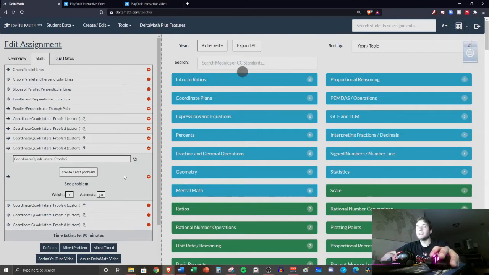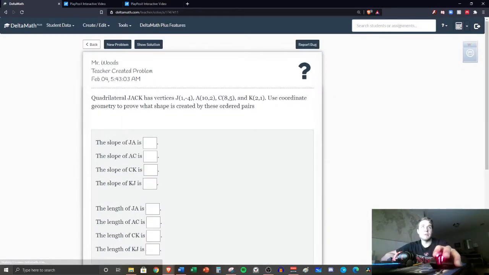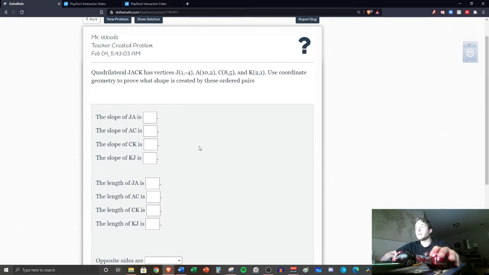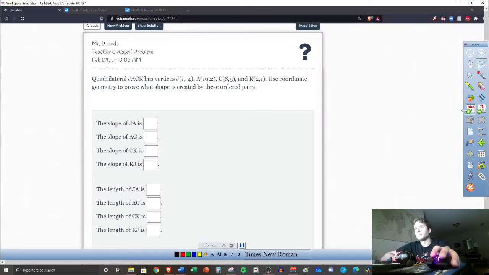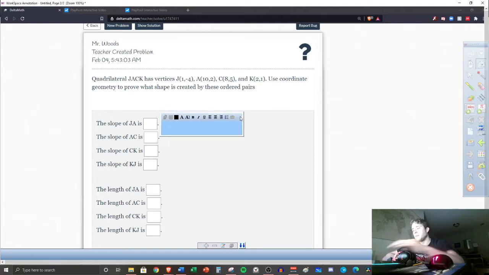Same process is going to happen with this one. We have quadrilateral JACK, with these vertices. Use coordinate geometry to find what shape it is. So we're going to do the exact same process. I'm going to go a little bit faster this time through it. So I'm actually going to do a lot of this typing, okay?